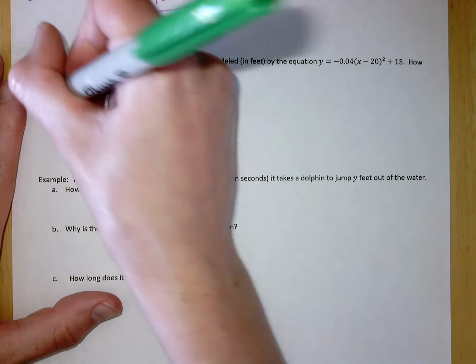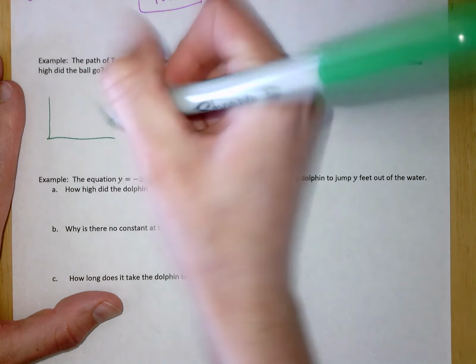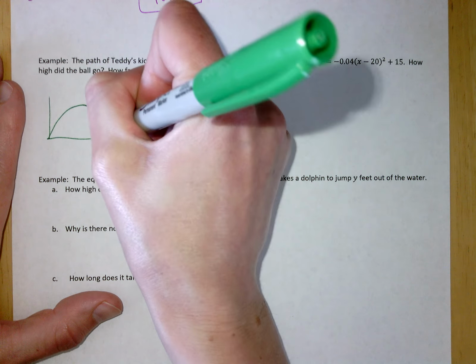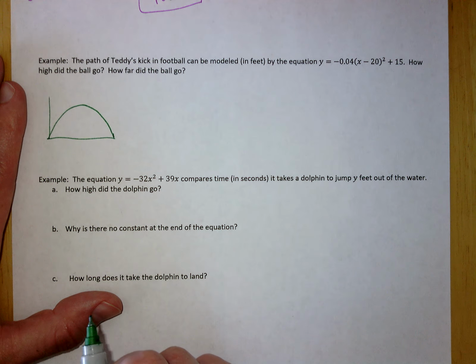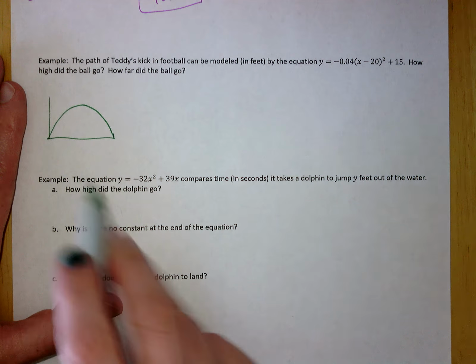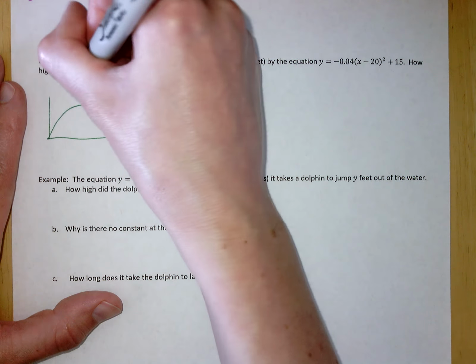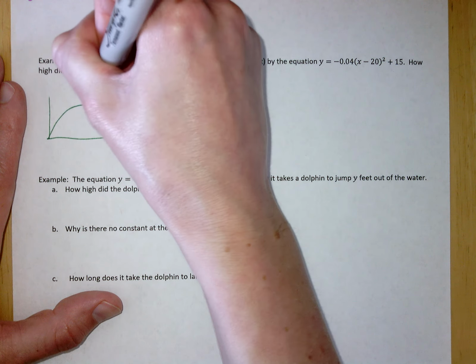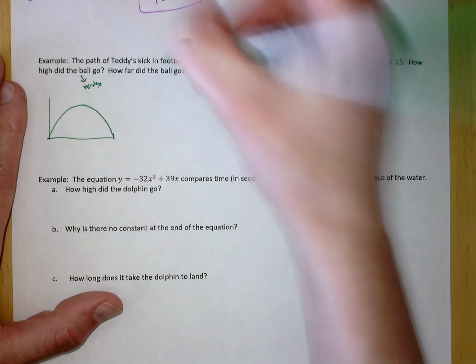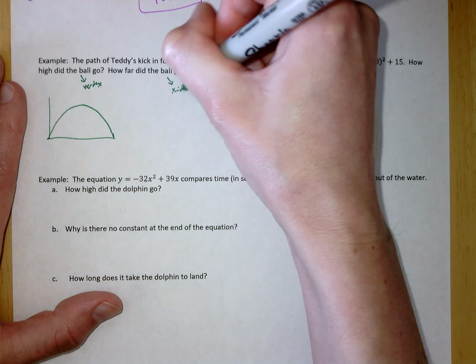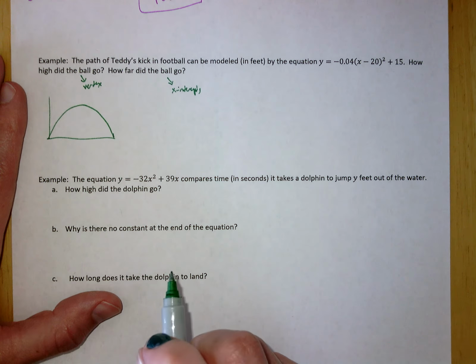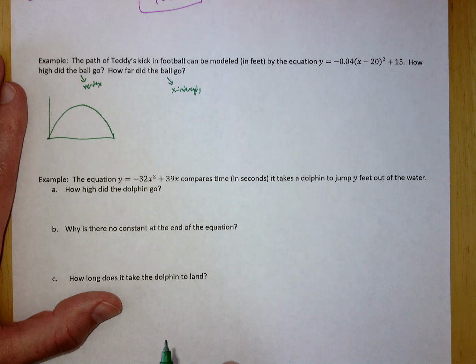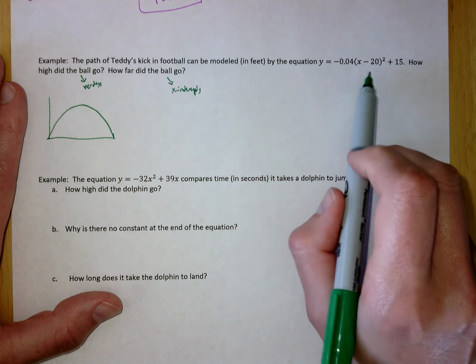So we've got this equation, okay? And basically what's happening is he is kicking his football. Ta-da! Okay, so that's what my graph looks like. We want to know how high did the ball go? Well, that's going to be my vertex. And then how far did the ball go? That's going to be my x-intercepts. Okay, so let's think about this one and see if we can do it without the calculator, because putting it in the calculator can take you a lot of extra time. So let's take a look at this.